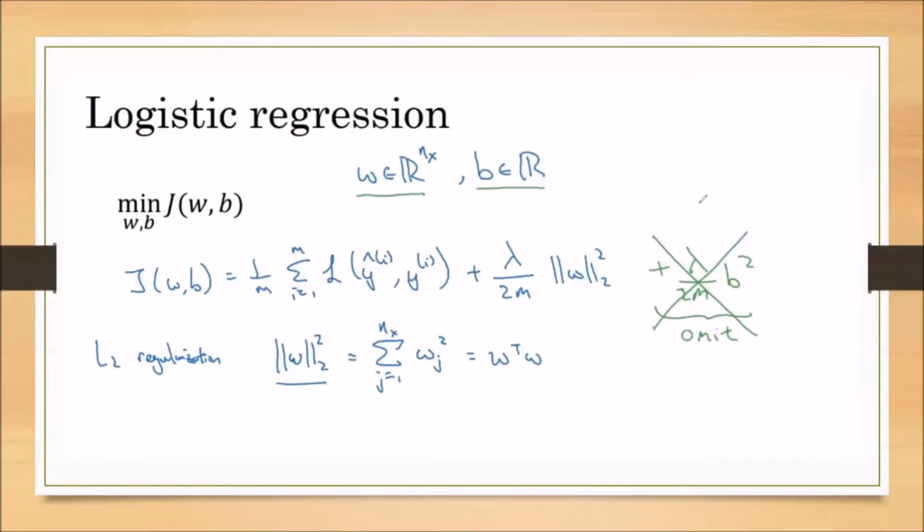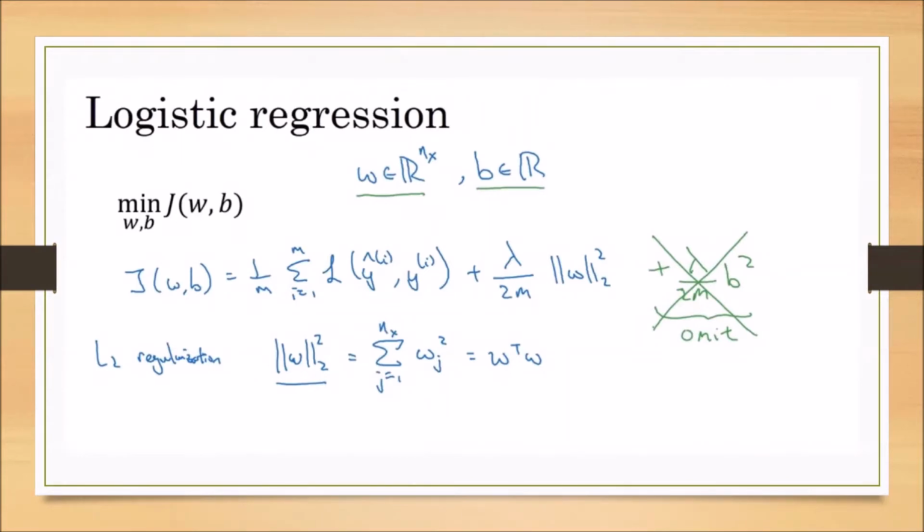In machine learning also, we have not considered the theta naught. Here also, we are not taking the lambda by 2m b square. Even though b is a parameter, we are neglecting it. We are only taking lambda by 2m W square because W is what we are really looking for. So we are adding it. This is called L2 regularization.